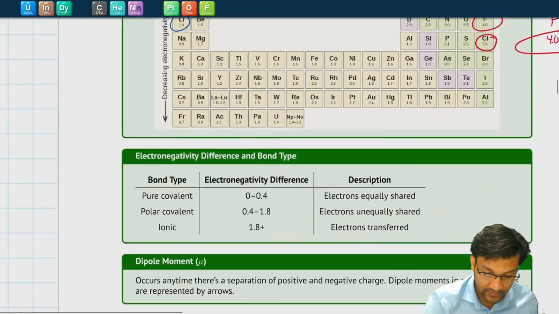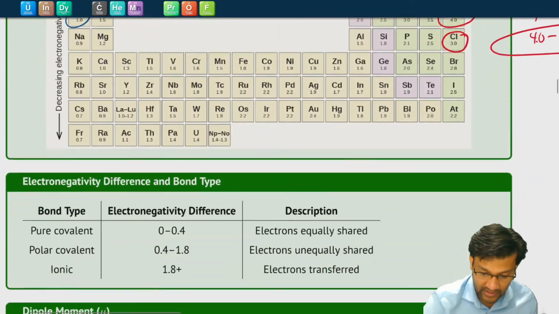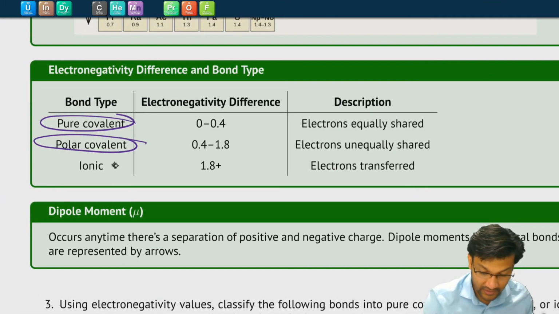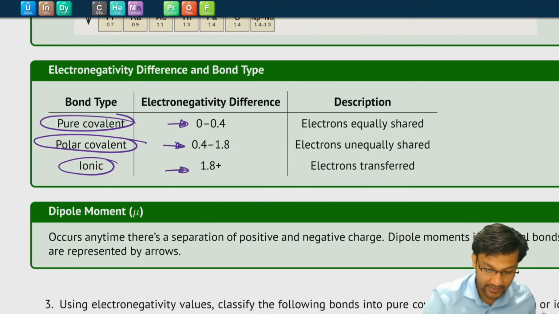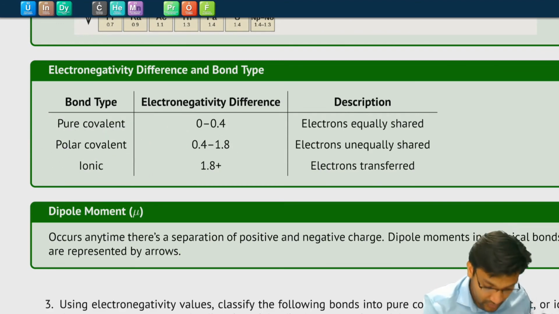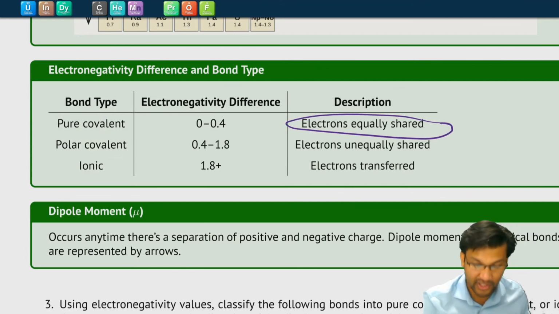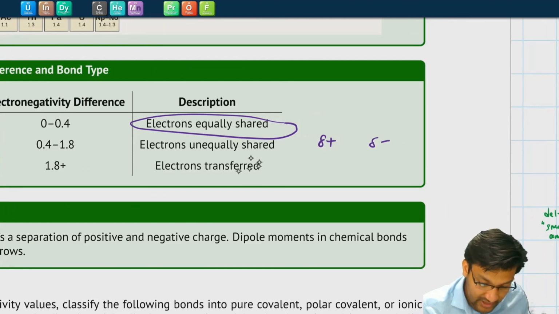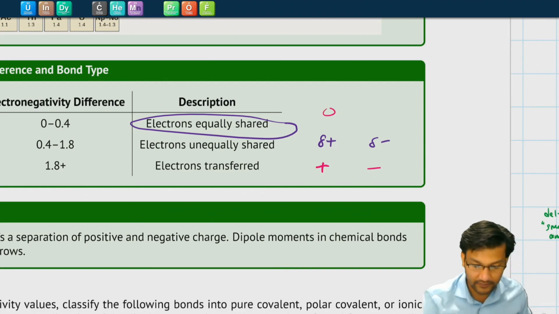All right, so this will bring us to the end of this section. Just to reiterate, we went over the idea of electronegativity, which helps us to classify different bonds as either pure covalent, polar covalent, or even ionic, based on how different their electronegativity values are, right? And just to reiterate, if they're pure covalent, it means that their electrons are shared equally, so there's no partial positive or negative charge. If they're shared unequally, there's going to be a partial positive charge and a partial negative charge. And if it's completely transferred, then there's going to be a complete positive charge and a complete negative charge. Here, there's 0 charges.